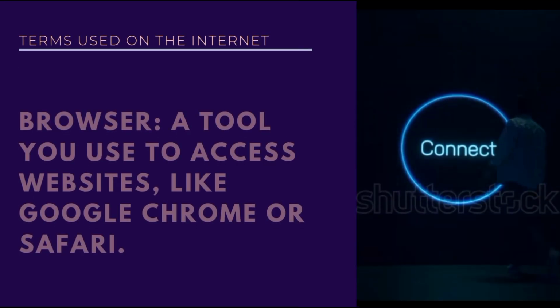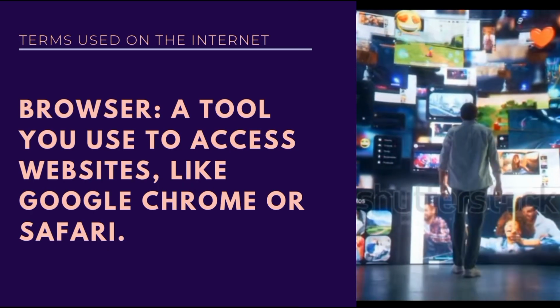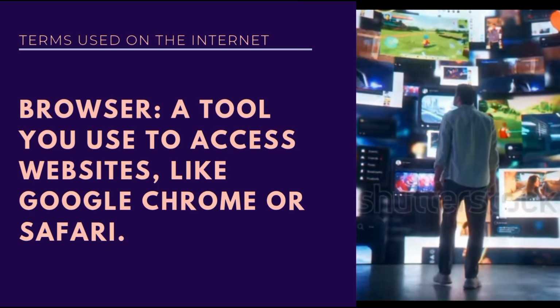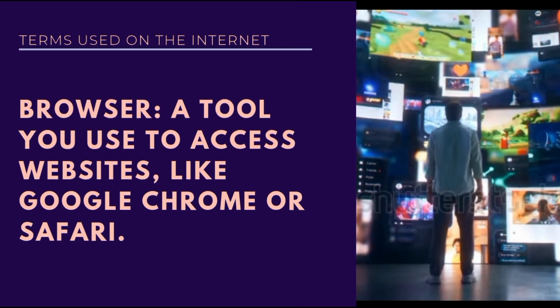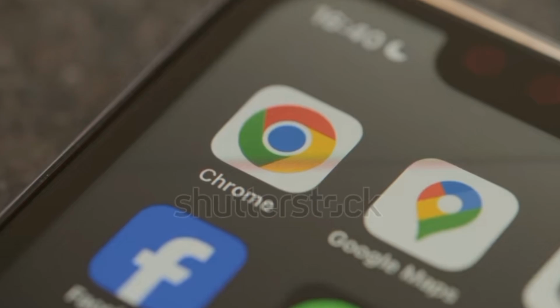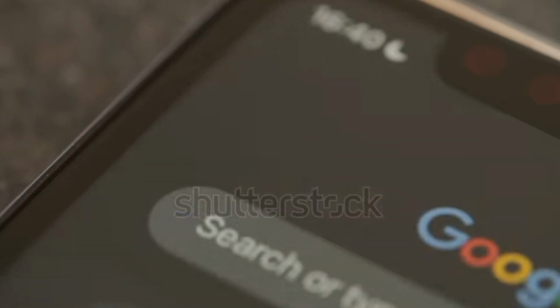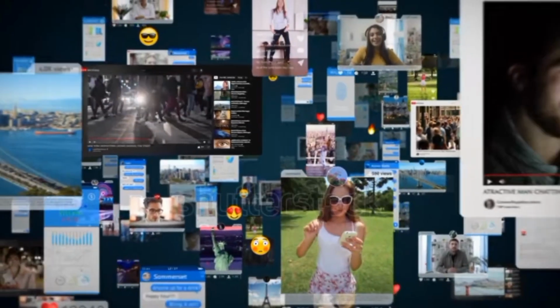3. Browser. A browser is a tool or app you use to visit and explore the Internet. What does a browser do? It allows you to visit websites, watch videos, play games, and search for information. Examples of browsers: Google Chrome, Mozilla Firefox, Microsoft Edge, Safari for Apple devices.